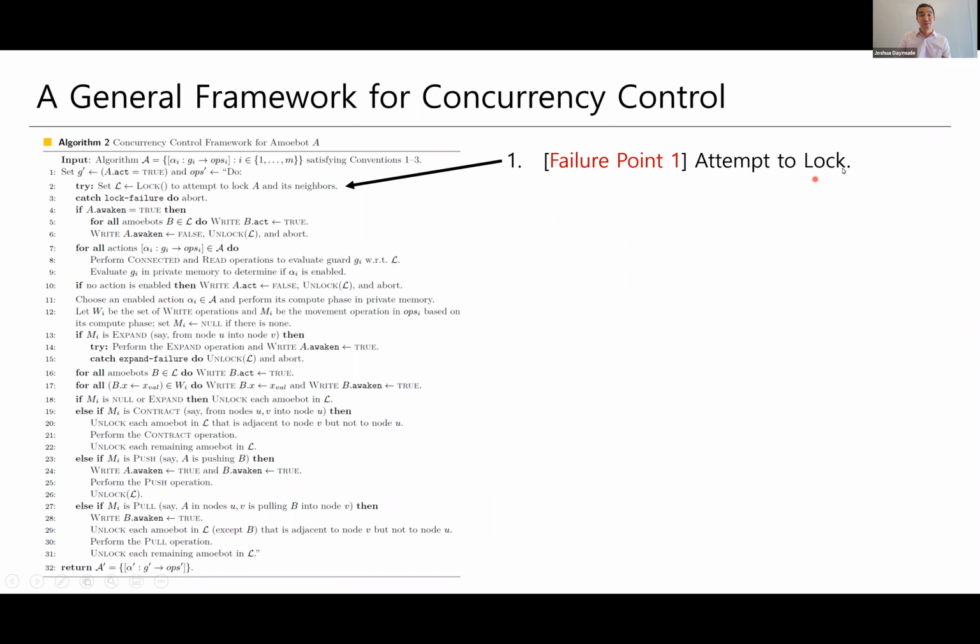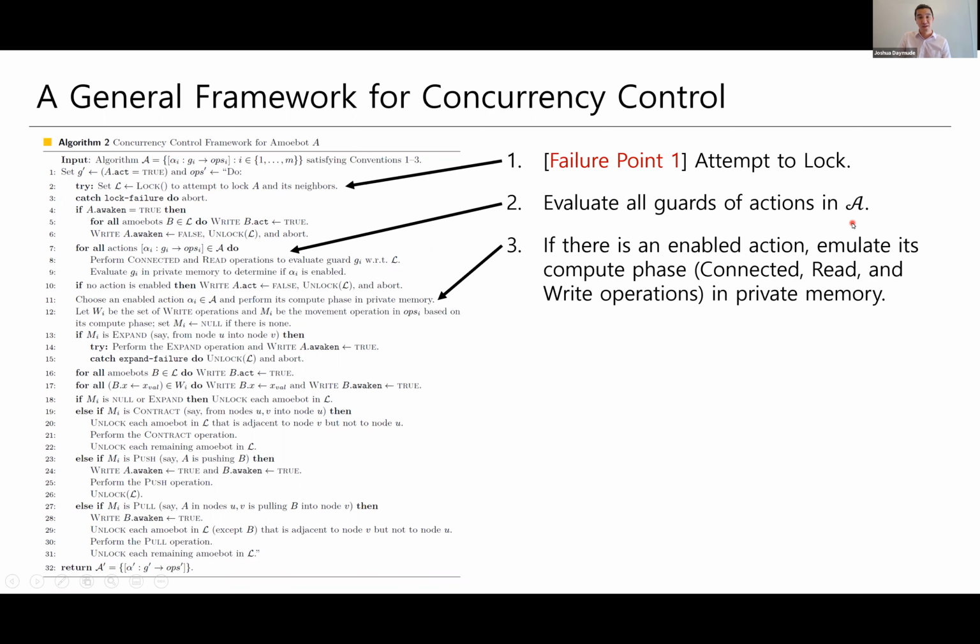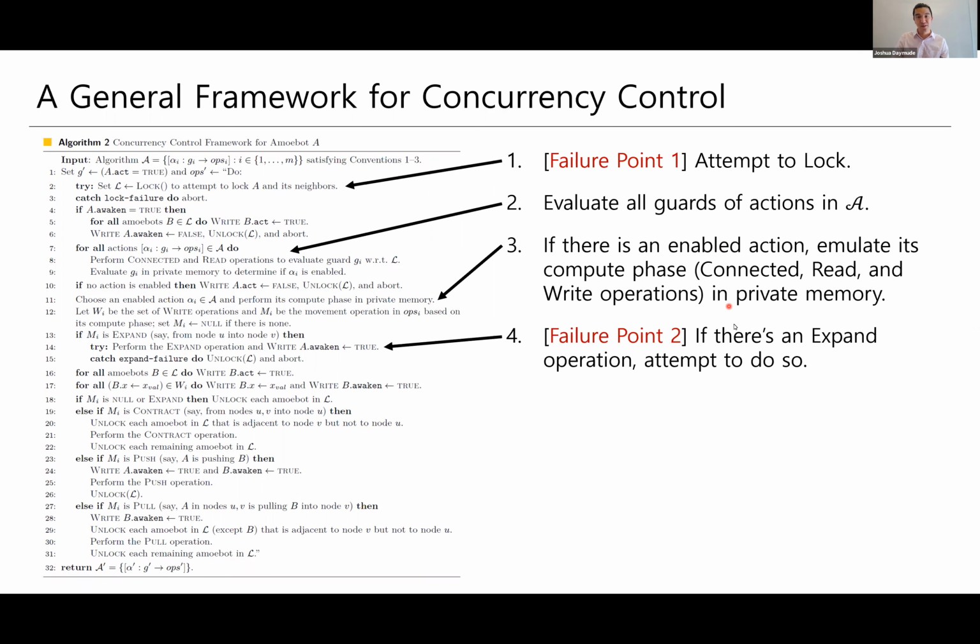How does this concurrency control framework work? Well, it takes in an algorithm with a bunch of actions and it outputs an algorithm with a single action. And that single action has all of this code here as its operation, which causes the Amoebot to first attempt to lock. Then if it succeeds in locking, it evaluates all the guards of the original algorithm. If it finds that one of those guards is true, then there is an enabled action. It, in private memory, emulates the compute phase. So it doesn't actually do any of this, but it emulates all the connected read and write operations, so it knows what would happen if it were to do it. And if that compute phase contains an expand operation, it goes ahead and attempts to do so.